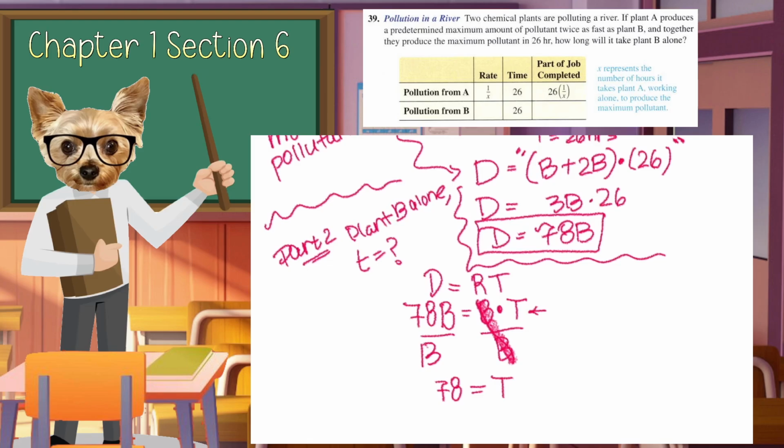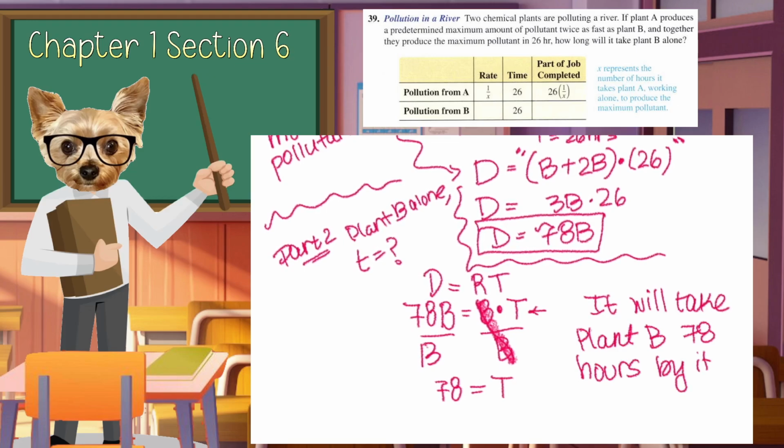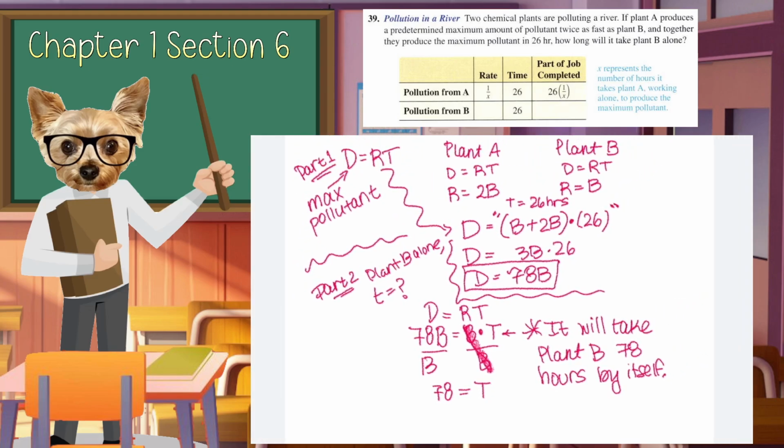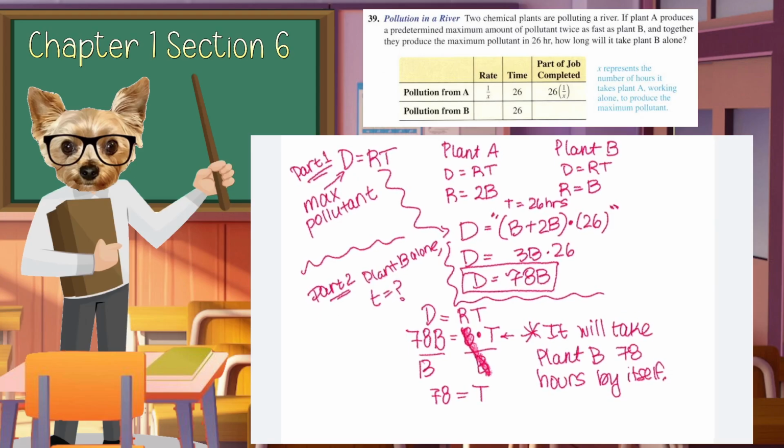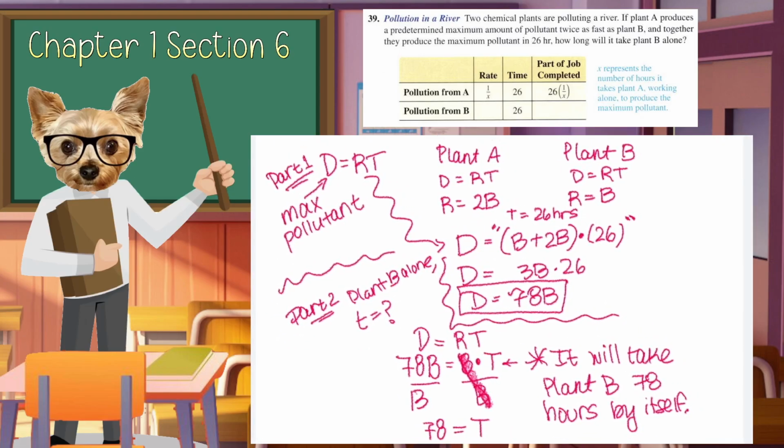Guess what that means? It will take plant B 78 hours by itself. There you go. That's your answer. It will take 78 hours for plant B to reach the maximum level of pollutant when it's working by itself. So go through that again, think about it again if you need to, but that's all there is to it. That way it works perfectly fine.